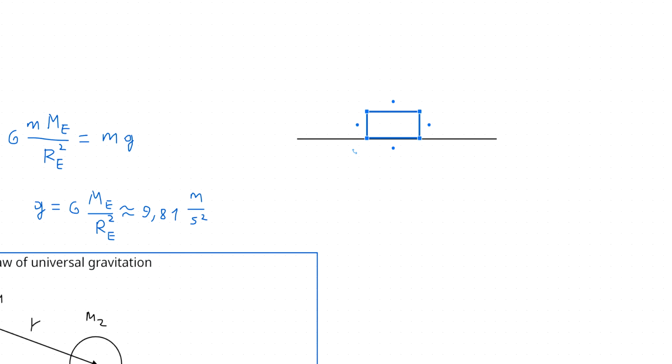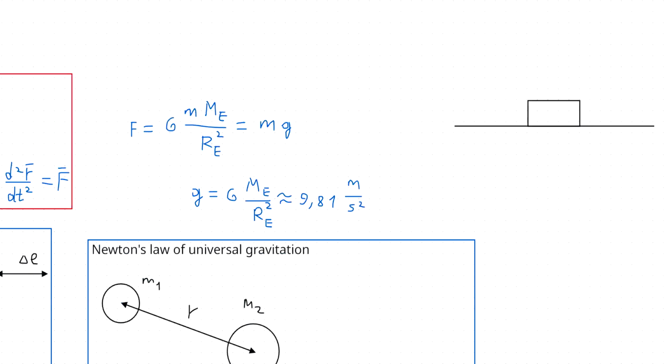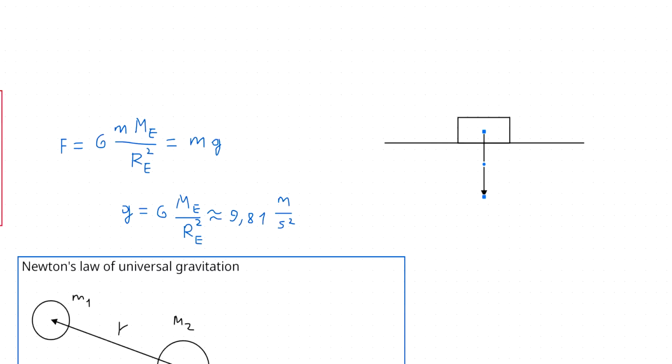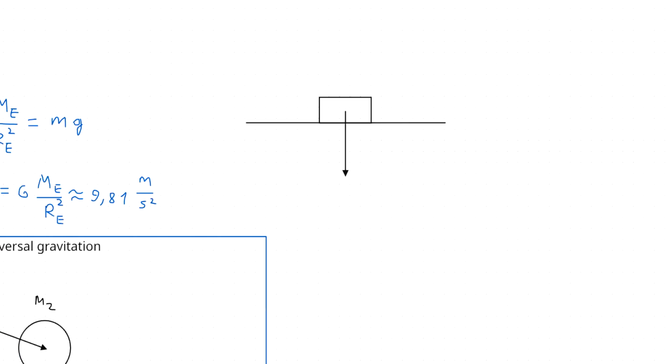So here we have a body on a surface, and of course we have the force of gravity impressed upon the body. On our planet we know that the force of gravity is equal to mg.